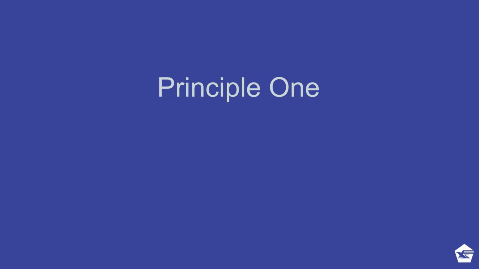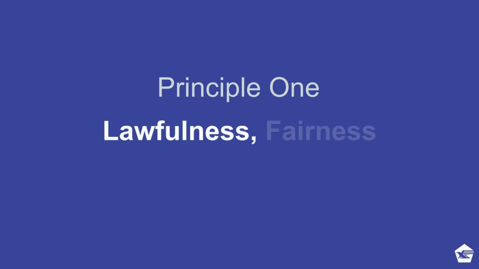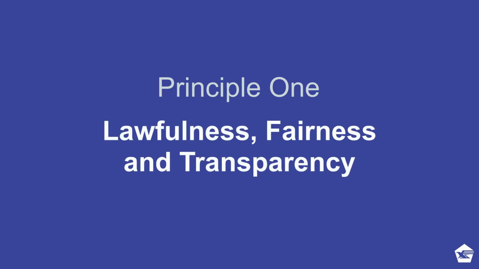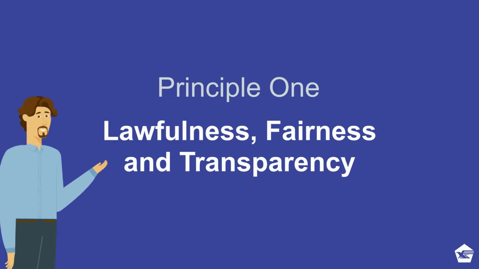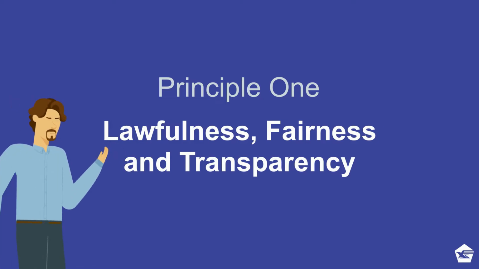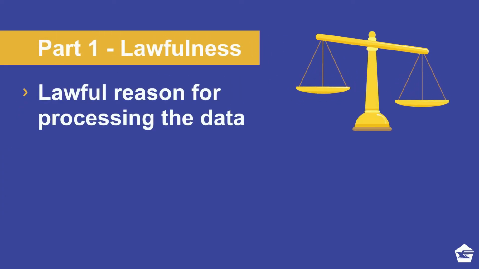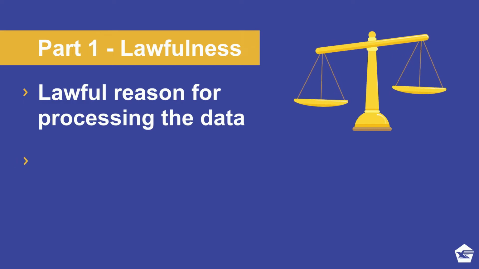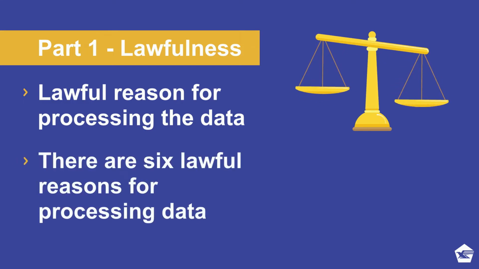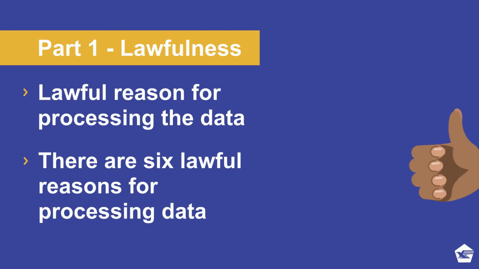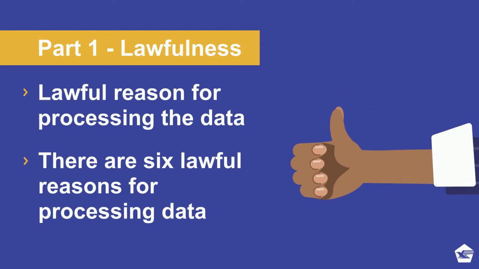The first principle is called the lawfulness, fairness and transparency principle. This means that data must be processed lawfully, fairly and in a transparent manner. Lawfulness means that you must have a lawful reason for processing the individual's data. There are 6 lawful reasons for processing data. For example, receiving consent from the individual to process their information.